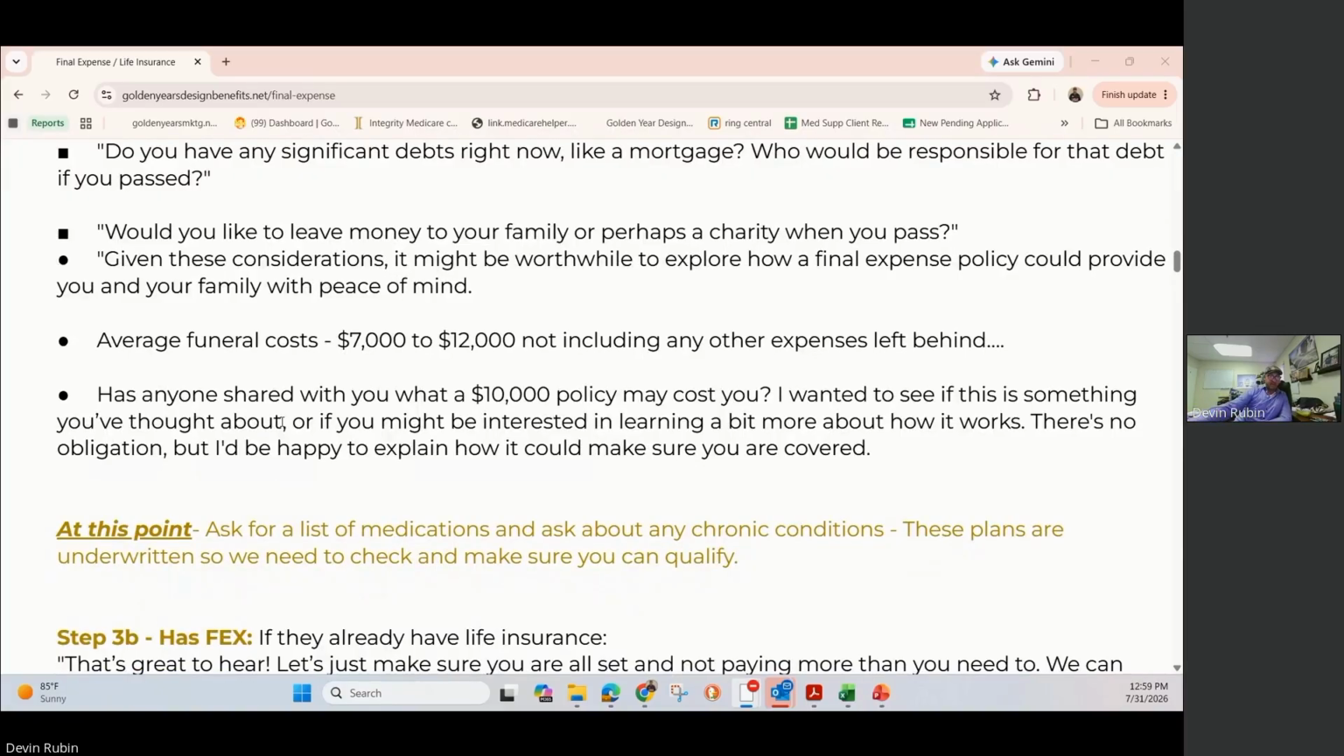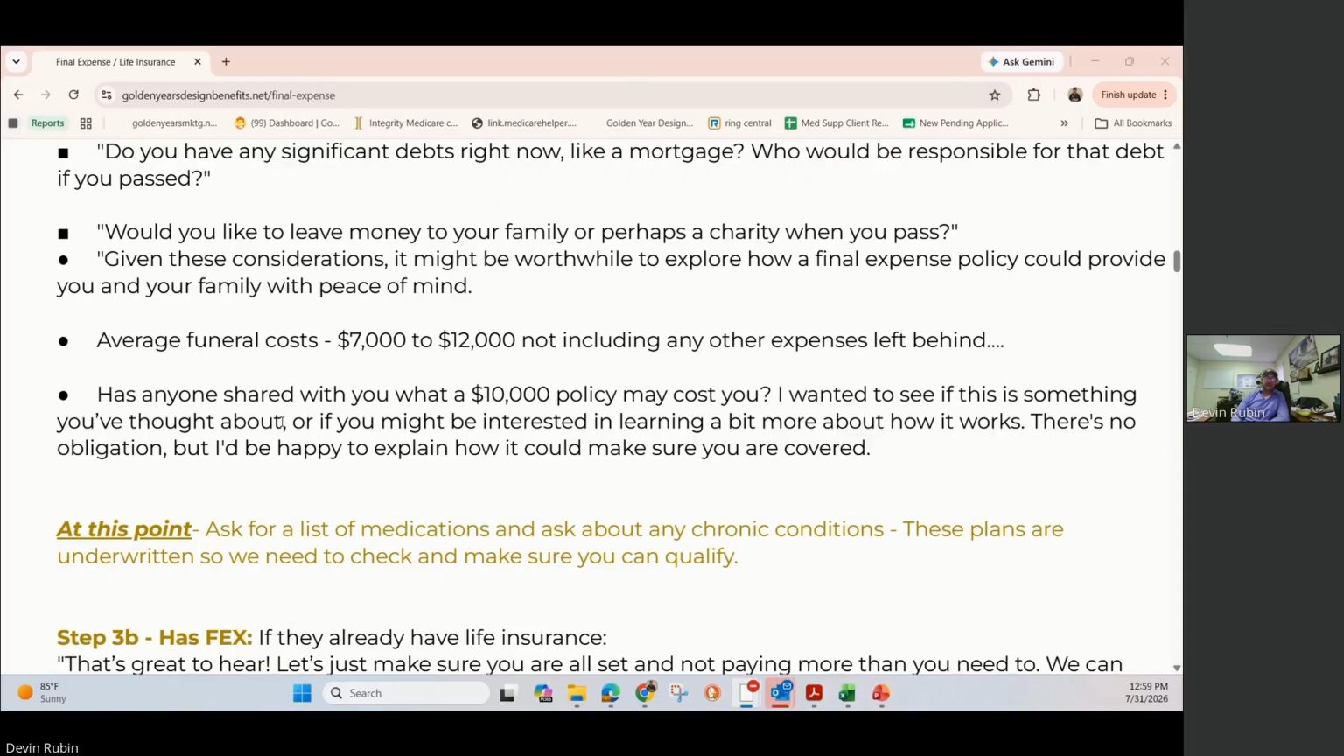Would you like to leave money to your family or perhaps a charity when you pass on? Given these considerations, it might be worthwhile to explore how a final expense policy could provide you and your family with peace of mind. So we know that the average funeral can cost between $10,000 to $20,000, or cremation could cost anywhere between $7,000 and $15,000. Is this something that you've thought about? Or you might be interested in learning a bit more about how it works. There's no obligation, and I'd be happy to give you a quote to see if this is something that can fit into your current budget.